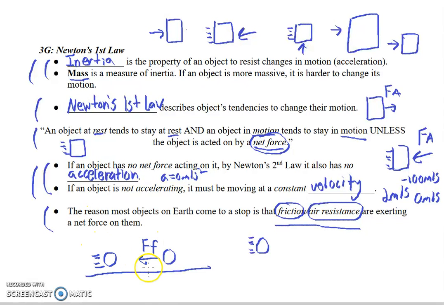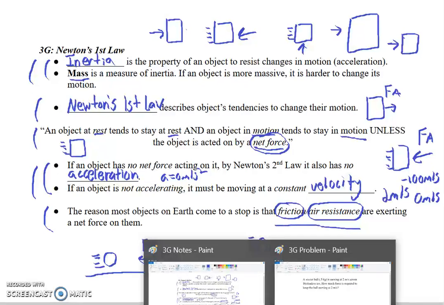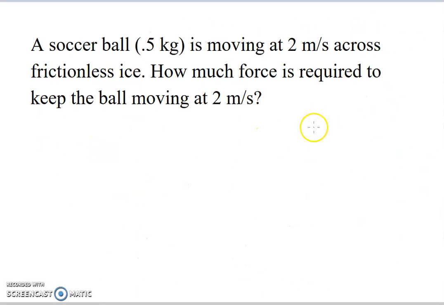So that's the notes. The last thing we're going to see here is a problem with this. So this is a problem. Before I go through it, make sure you try it out. At the very least, make sure you write out some of the knowns, unknowns, maybe a free body diagram. Okay, I'll go through it.